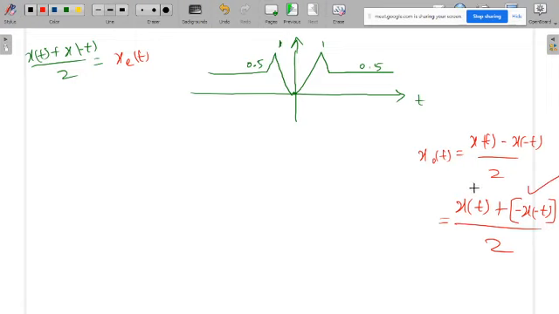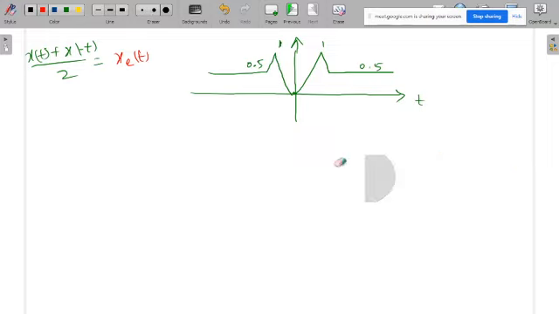Then this diagram I will add with this diagram, that will give the odd component. So next we will try to find out what is minus x of minus t. Next aim is we have to find out the minus x of minus t. What is the value of minus x of minus t?